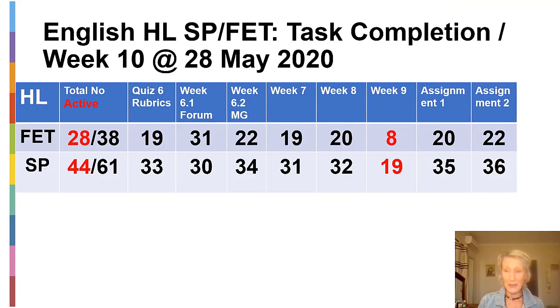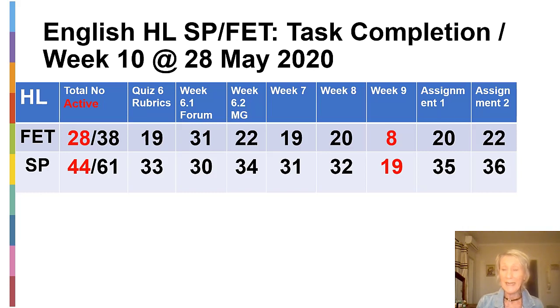Right, let's as always look at what's happening in terms of submissions for home language. As you can see, I've got FET and SP. I've got a 28 and a 38. The 28 is my active students, although they say there are 38 students enrolled. I've got 28 active, and for SP I've got 44 active, although they say there are 61 enrolled. So I'm not too sure what that means, but I go with the red, I go for the active.